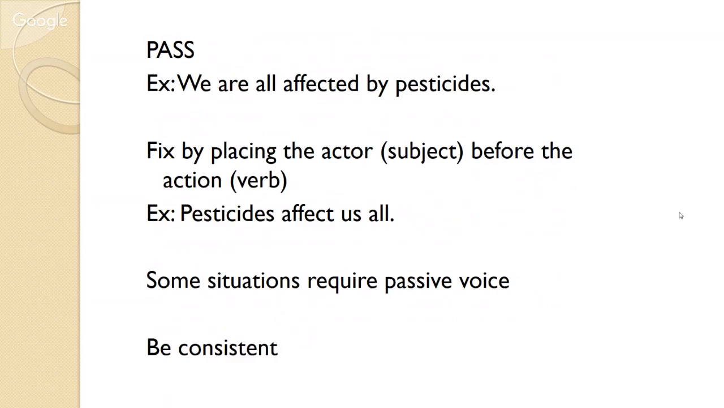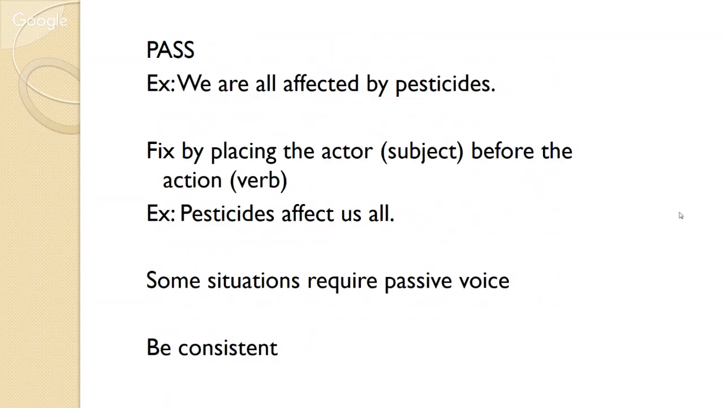Okay, and finally, passive voice. So again, a sentence consists of a subject, a verb, and an object. And if you put the subject before the verb, then that's called active voice because you're focusing on the actor of the sentence by putting that first. Passive voice is the opposite. This is when you put the object before the verb.